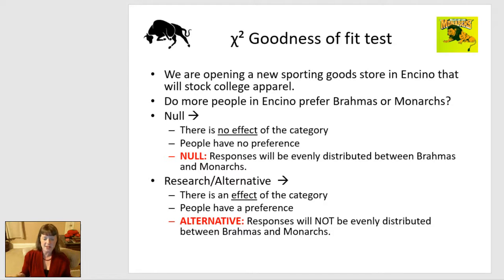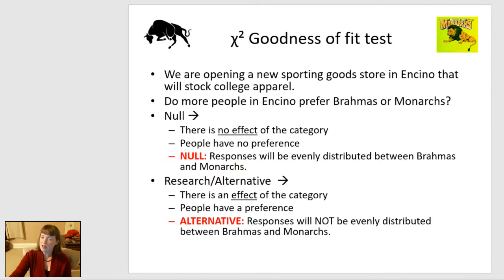The null hypothesis would say there is no effect of the category. Giving people a choice between the Brahmas and the Monarchs doesn't really seem to matter because people don't seem to have a preference. The exact same number of people in Encino are going to end up in the Brahma category or the Monarch category were I to look in the population. The research or alternative hypothesis is that the category does matter, that people in Encino do have a preference. And so were I to look in the population, I would see an uneven distribution of people into these two categories. More people are going to be in one category versus the other.